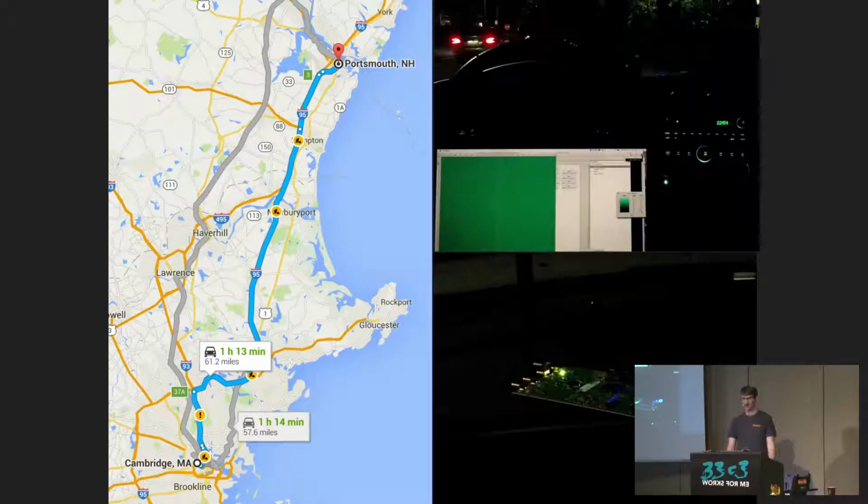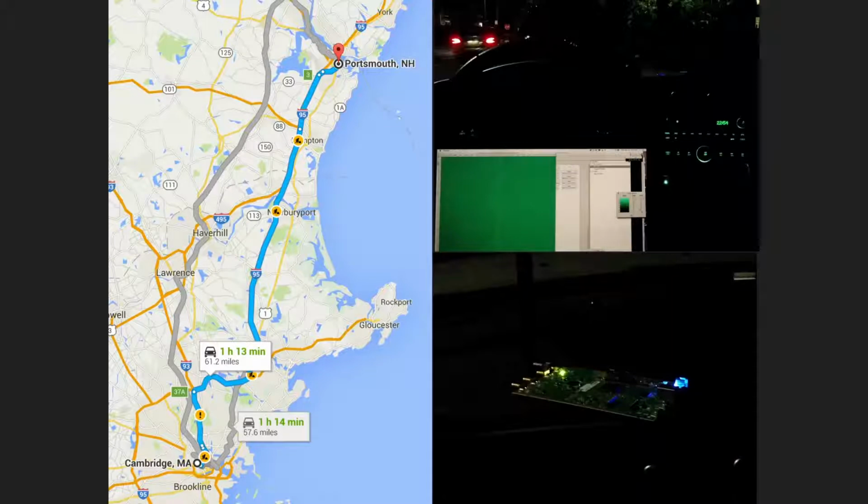So I hop in my car and I drive up to the New Hampshire and Maine border, and there's me behind the wheel of my Saab with the USRP on the dash. And after about 10 minutes in the Marriott parking lot across the street from their headquarters, we have our first sighting of LoRa in the wild. There it is. That's the first signal I recorded.